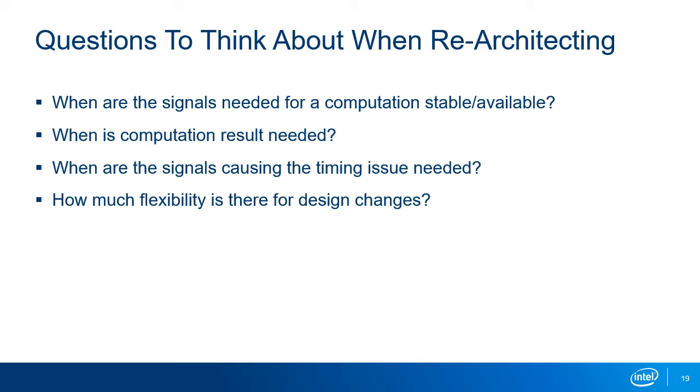If the result is actually needed later than when it is produced, you have the potential to do some sort of pre-computation. What are the signals that are causing the timing issue, and when are those signals needed to produce the result? Again, instead of trying to do a computation or evaluation in the least number of cycles necessary, you might be able to move the use of the signals causing a timing issue across more clock cycles. And finally, how much flexibility do you even have? That will determine what kinds of hyperoptimization might be candidates for you.